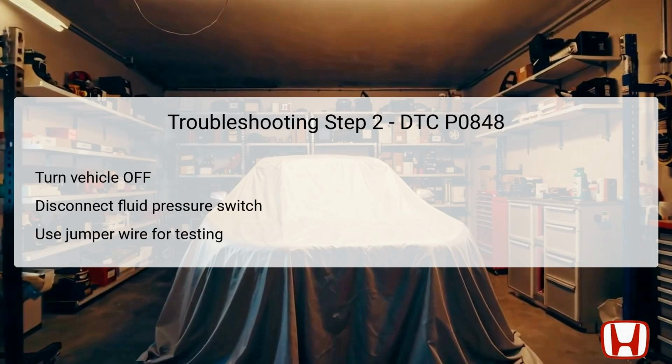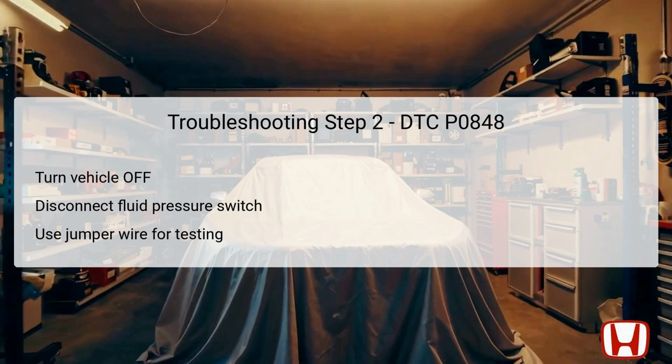In the second troubleshooting step, you will delve deeper into diagnosing the transmission fluid pressure switch B. Begin by switching the vehicle off to ensure safety. Disconnect the connector from the transmission fluid pressure switch B, third clutch, using appropriate tools. After ensuring a secure connection, use a jumper wire to connect terminals A and B, linking the switch to the body ground.